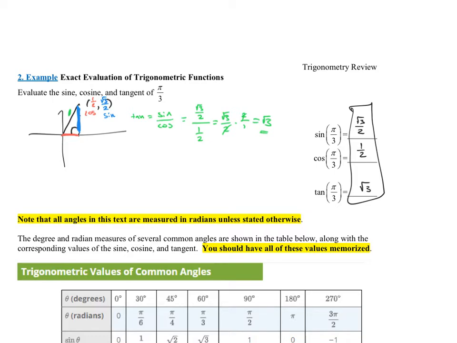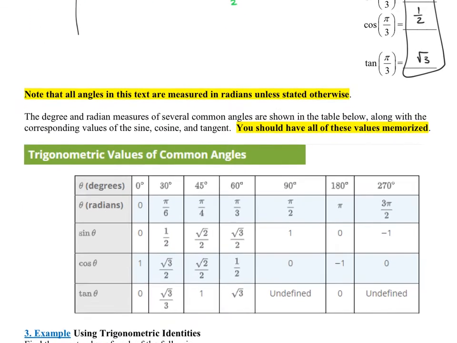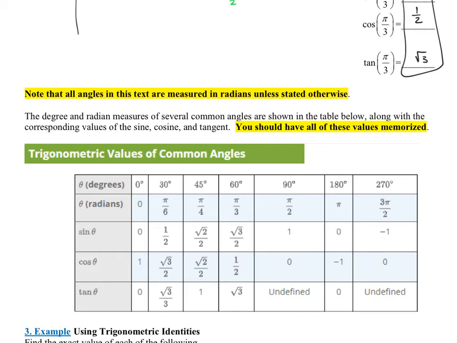It says, note that these angles in this text are measured in radians unless otherwise stated. So every single time you see an angle in this textbook, you have to presume it is radian measure, not degree measure. Again, we're talking about meters versus feet, just different units. It says the degree and radian measures of several common angles you should know are in the table below, along with the corresponding values of the sine, cosine, and tangent functions. So there's the degrees, there's the radians, and that's what the sine, cosine, and tangent are of those values.